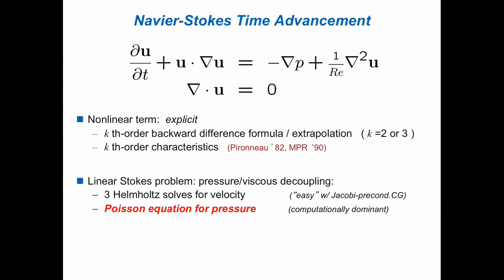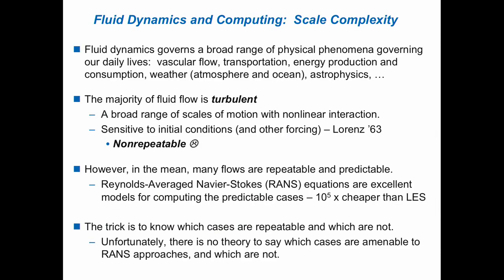And we can do some further decoupling into 3 components, 3 so-called easy problems for the velocity, and then a Poisson equation for the pressure. This is the one that has the global coupling that is quite computationally and communication dominant. And we'll talk about that as we go on.